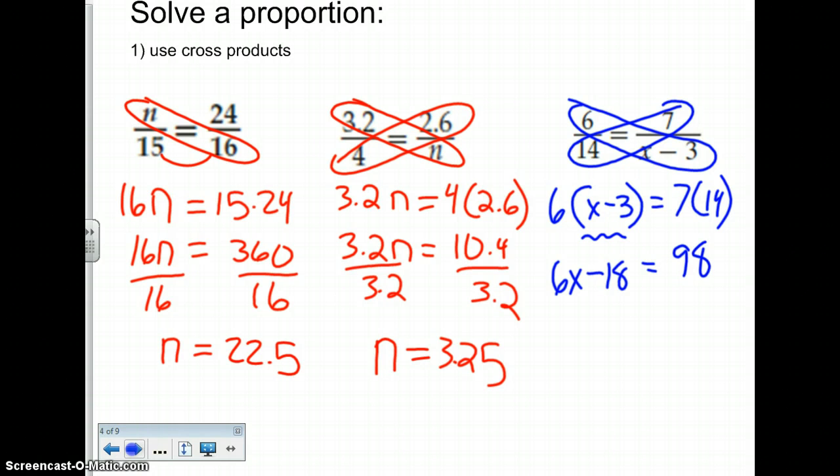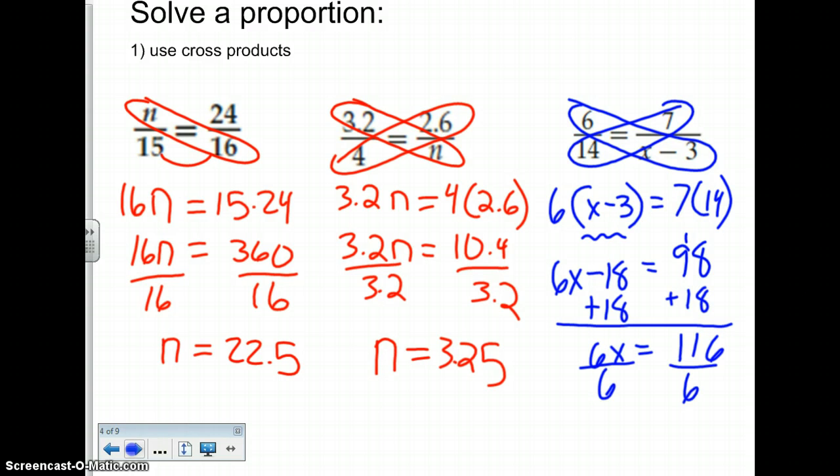At this point, again, it's a two-step equation. We're adding 18 to both sides, and we'll have 6x equals 116. Divide by 6, divide by 6, and we get x equals 19.3 repeating. I'll give you a moment to take a look at that. I could also express this, if I wanted to, as a mixed number as well.